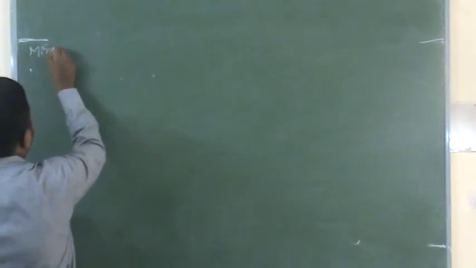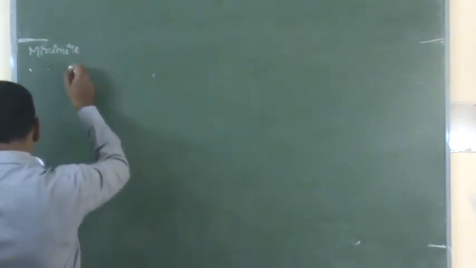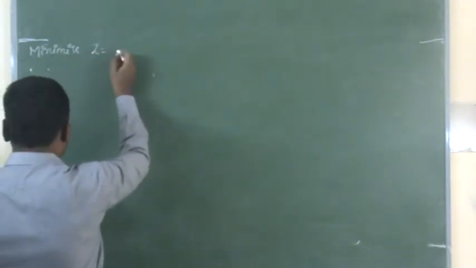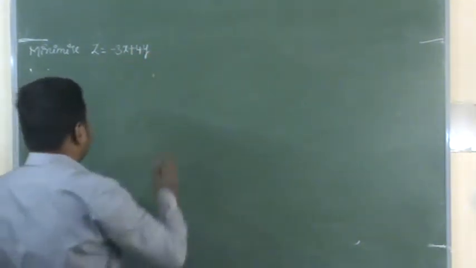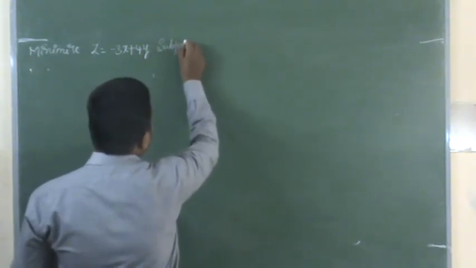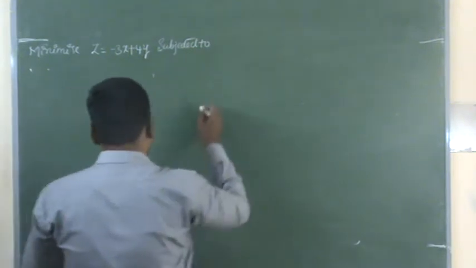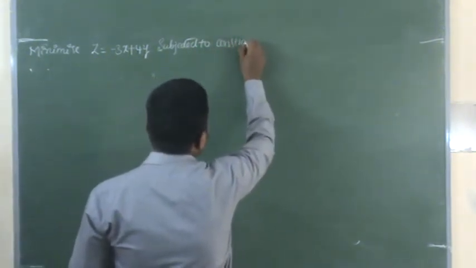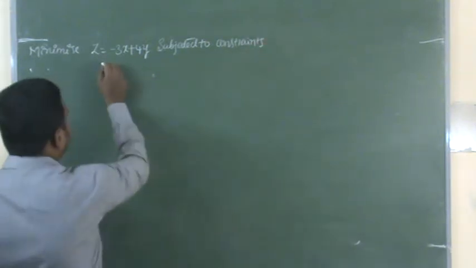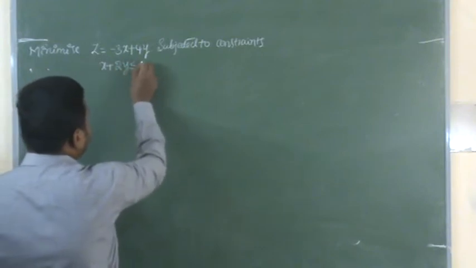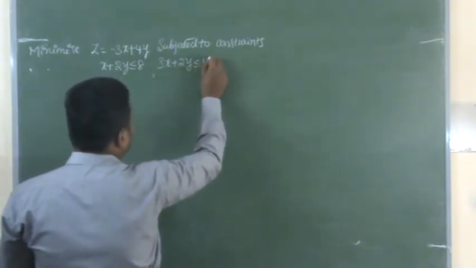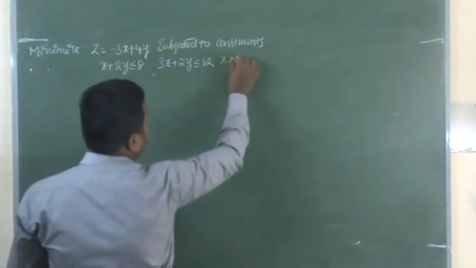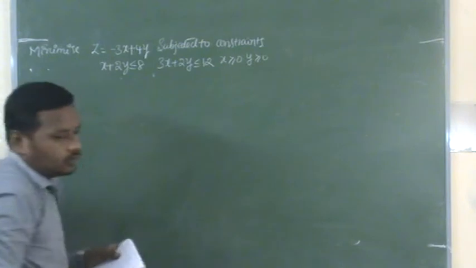Minimize z is equal to minus 3x plus 4y, subject to the constraints x plus 2y less than or equal to 8, 3x plus 2y less than or equal to 12, where x is greater than or equal to 0 and y is greater than or equal to 0.